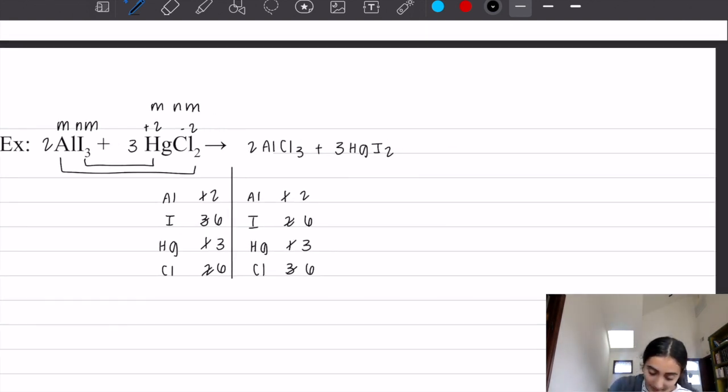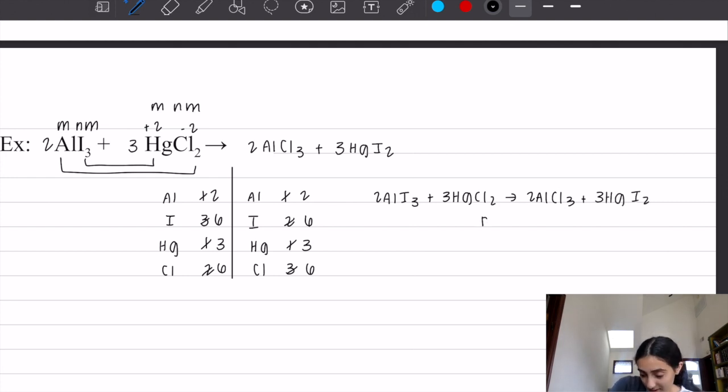I'm going to rewrite my reaction. It's 2 AlI3 plus 3 HgCl2 yields 2 AlCl3 plus 3 HgI2. And this is a double replacement. I'm just going to abbreviate it as DR.